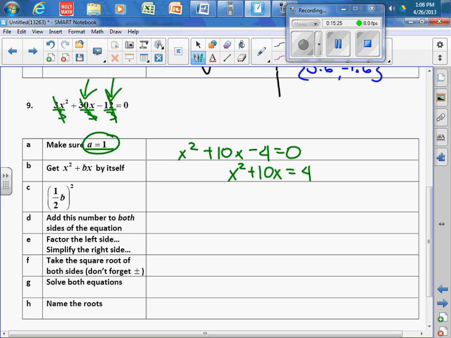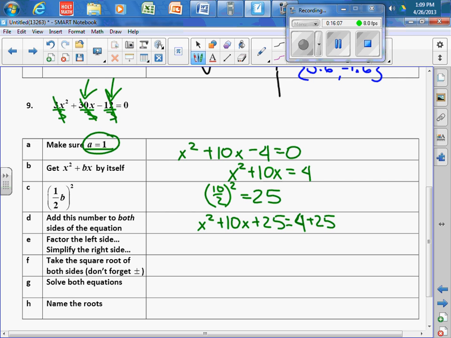What's b equal to? 10, isn't it? Well, take 10 and divide it by 2, and then we're going to square it. That's the rule. It doesn't matter what the rule is, follow it. If it says take b and divide it by 2, do that. And if it says to square it and get 25, then do that. It's the rule. It's the step that you follow. Take half of b and square it. Now, once you have that number, add it to both sides of the equation. So we're going to have x squared plus 10x plus 25 is equal to 4 plus 25.